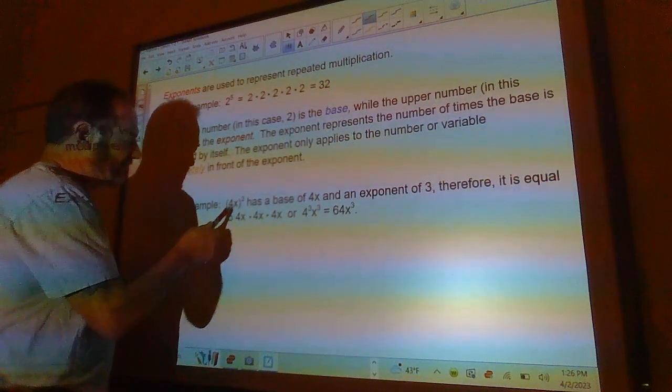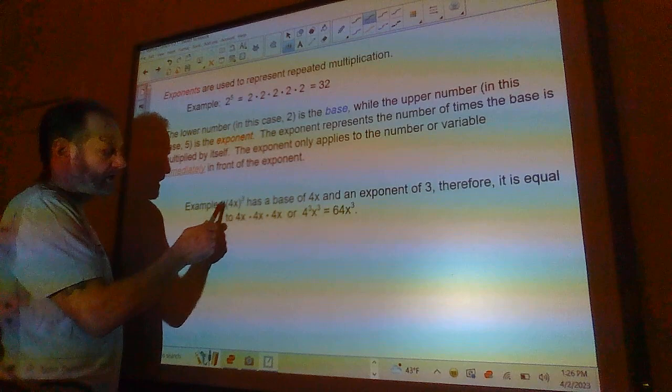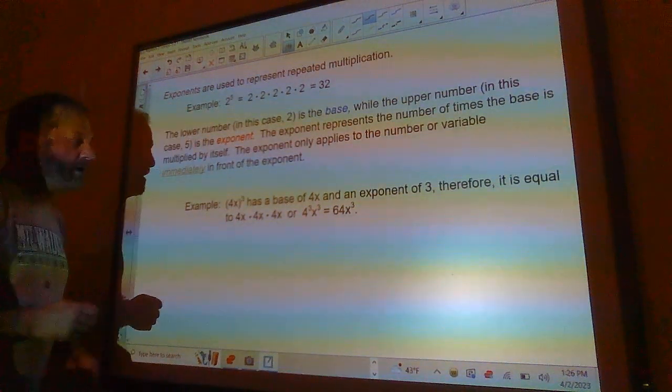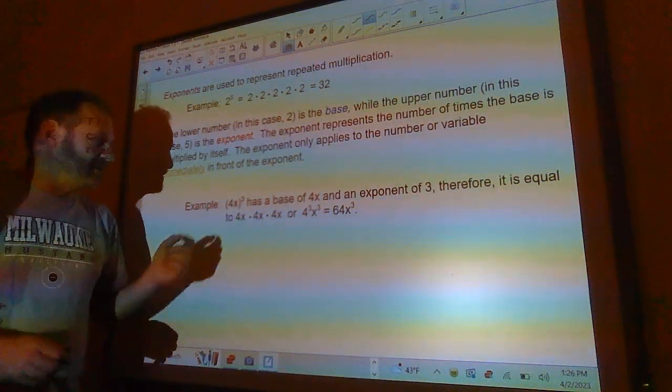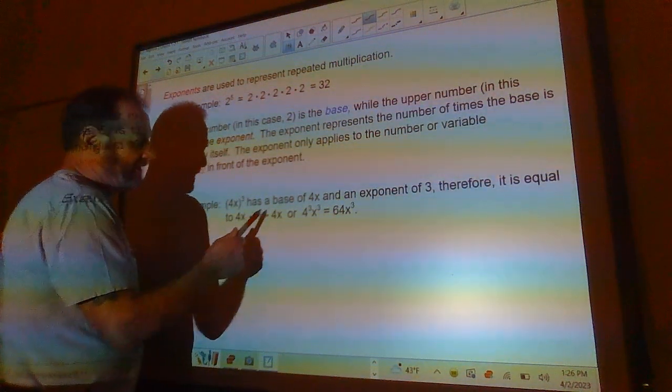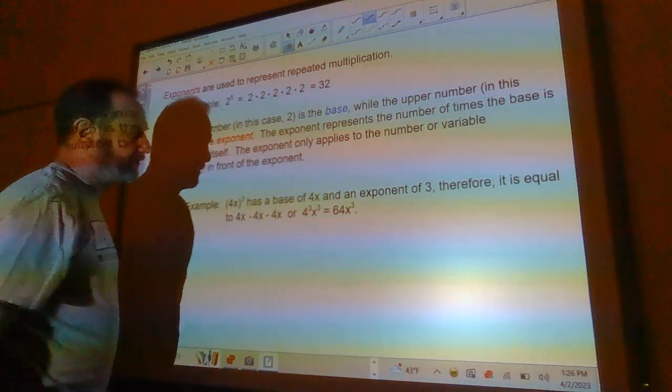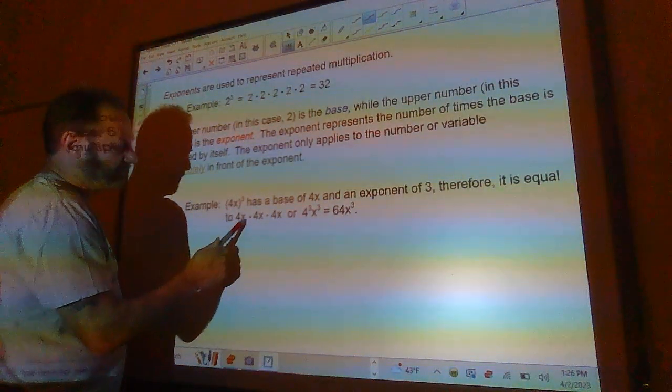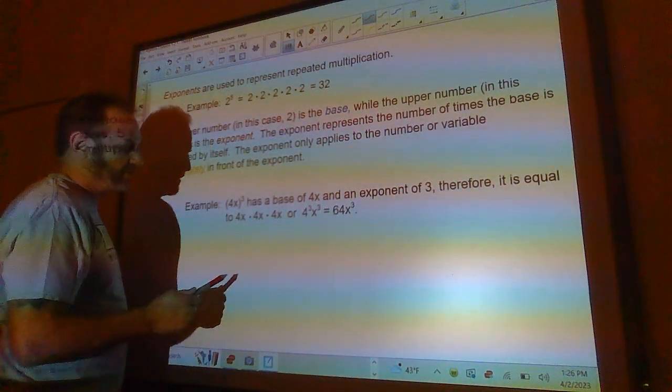So, for example, right here I have 4x in parentheses to the 3rd power. That means everything in front of the 3, okay? So it has a base of 4x and an exponent of 3. That means that it's equal to 4x times 4x times 4x.